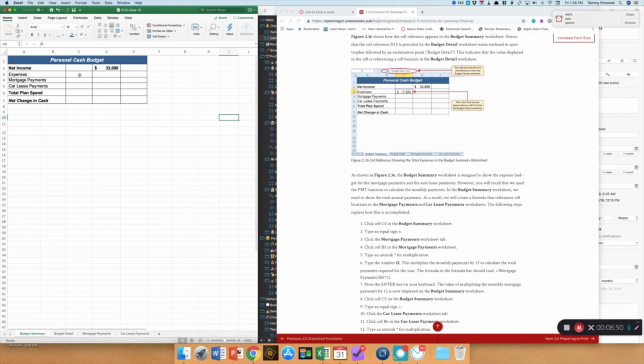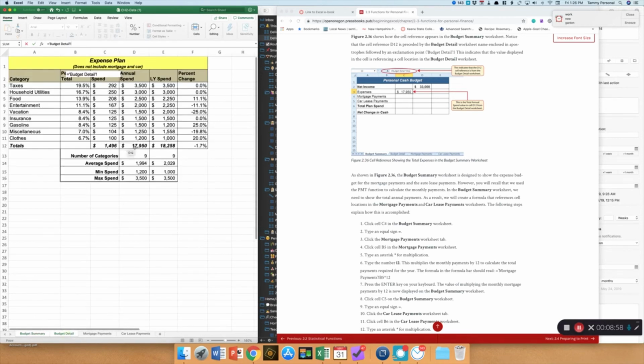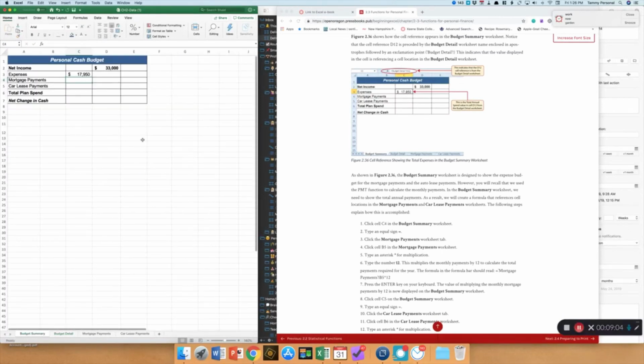So in our expenses, right, you just pick that up, go to our budget detail, and our total annual spend here is $17,950. You just refer to that cell, hit enter, it takes you back to our budget summary, and as you can see, what this shows is the other worksheet in single quotations with an exclamation point at the end, and tells you where to get it from. Do the same thing.